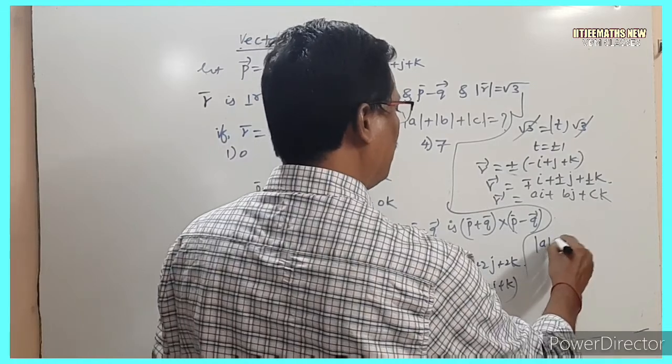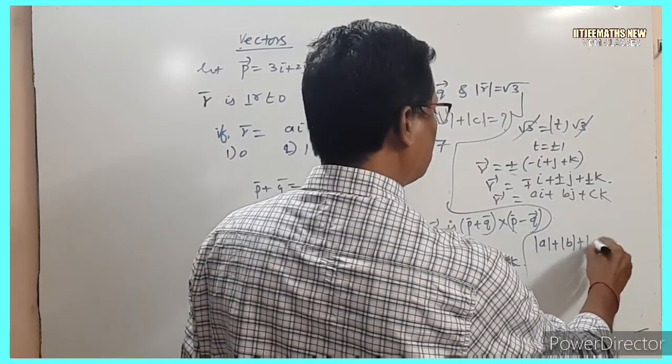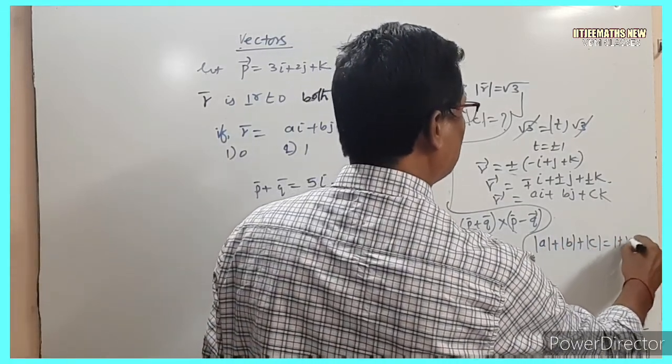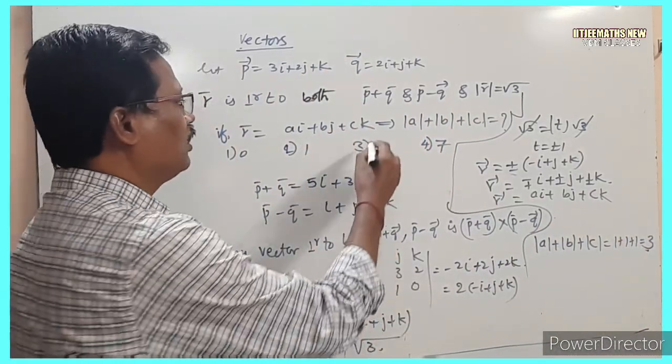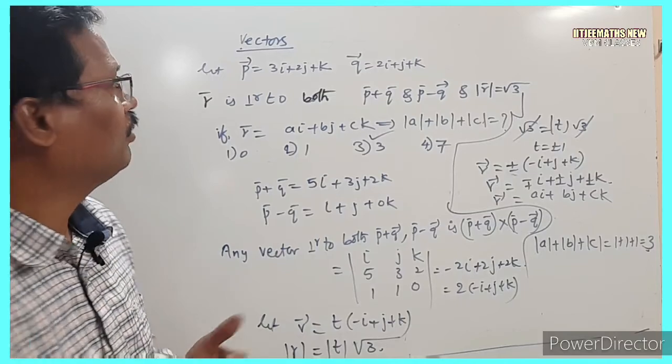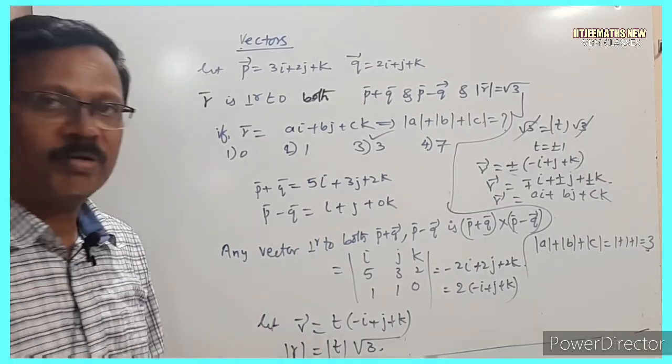Therefore |a| plus |b| plus |c| is equal to 1 plus 1 plus 1, that is 3. Now which option is correct? The third option is correct. In this vector problem, they gave a simple problem.